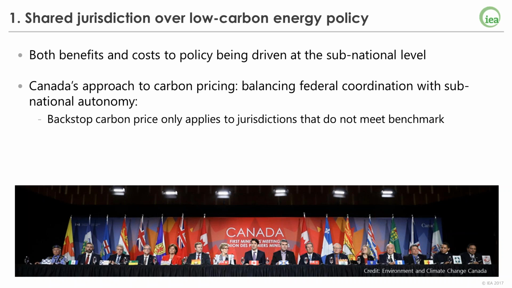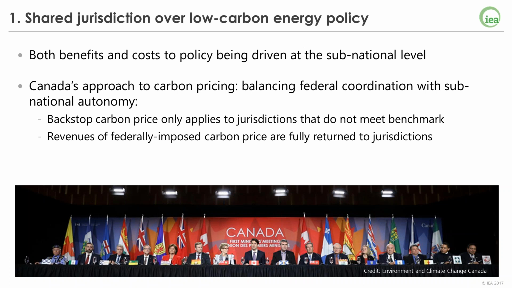Firstly, the backstop carbon price, as I mentioned, only applies to jurisdictions that do not meet a benchmark. So for those who do meet a benchmark for carbon pricing, they can continue along their own carbon pricing systems. The revenues of a federally imposed carbon price, or the backstop carbon price policy, would be fully returned to jurisdictions. So this addresses any concerns of wealth redistribution across the country. In terms of the specific policy design features, many of those are left up to the individual provinces and territories.